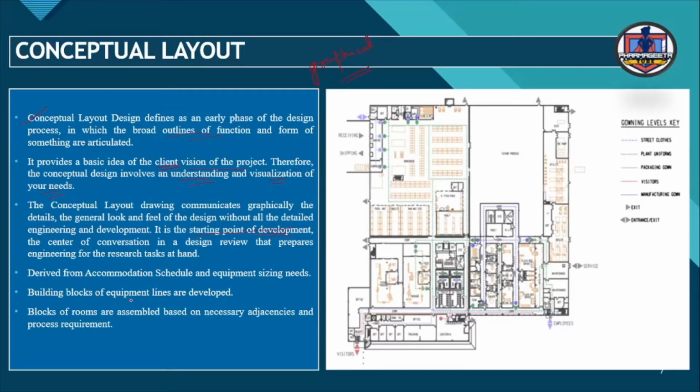Building blocks of equipment lines are developed. Blocks of rooms are assembled based on necessary adjacencies and process requirements. As I was saying, each and every particular detail is mentioned in the conceptual layout with the planned vision. So each and every small to big dimensional detail like length, breadth, width, height of the room or the equipment to be used, everything can be or should be mentioned in this.